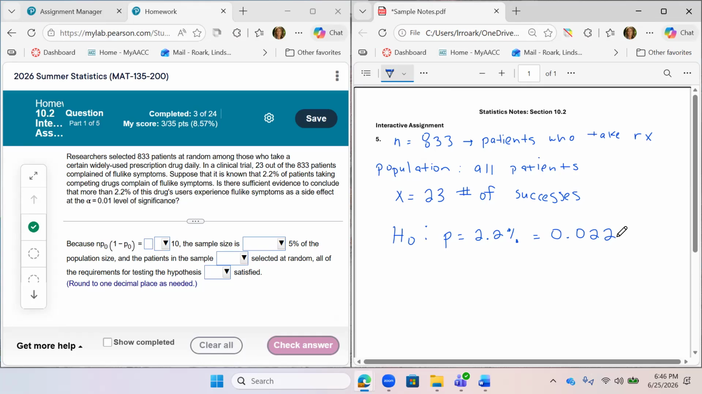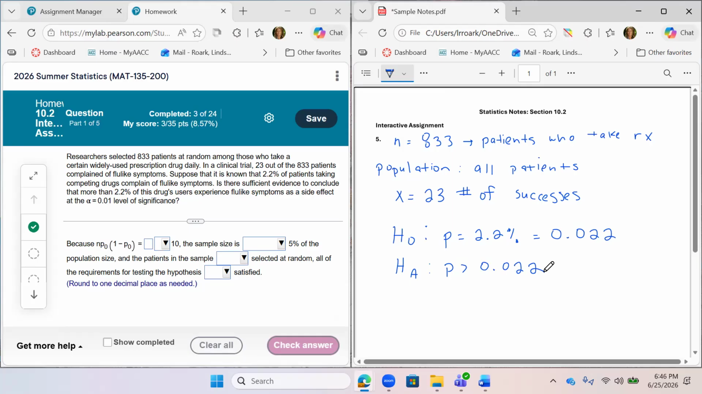Okay, so then it says, is there sufficient evidence? That's where my ears perk up, because they're getting ready to give us the alternative. Is there sufficient evidence to conclude that more than 2.2% of this drug's users experience flu-like symptoms? This is what we call the alternative hypothesis. Sometimes they say H sub A, sometimes H sub 1. What they're trying to conclude is whether there is more than 2.2%. We're trying to see if there's enough evidence to suggest that the proportion of users who experience flu-like symptoms is higher than that.